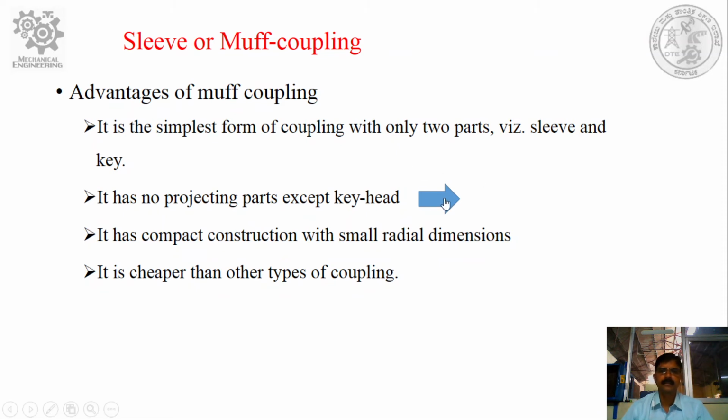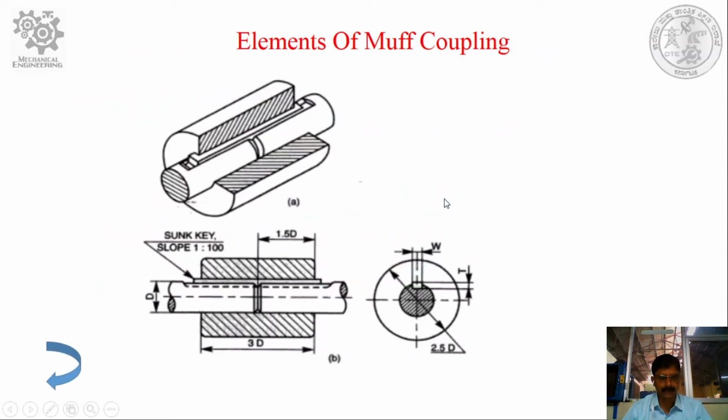Now let us see what is there in the coupling. The elements of the coupling: it consists of a muff and a key. In some cases they use a gib head to remove the key from the assembly, and it is a taper sunk key. The slope is 1:100, and these are the different usual proportions of the muff coupling.